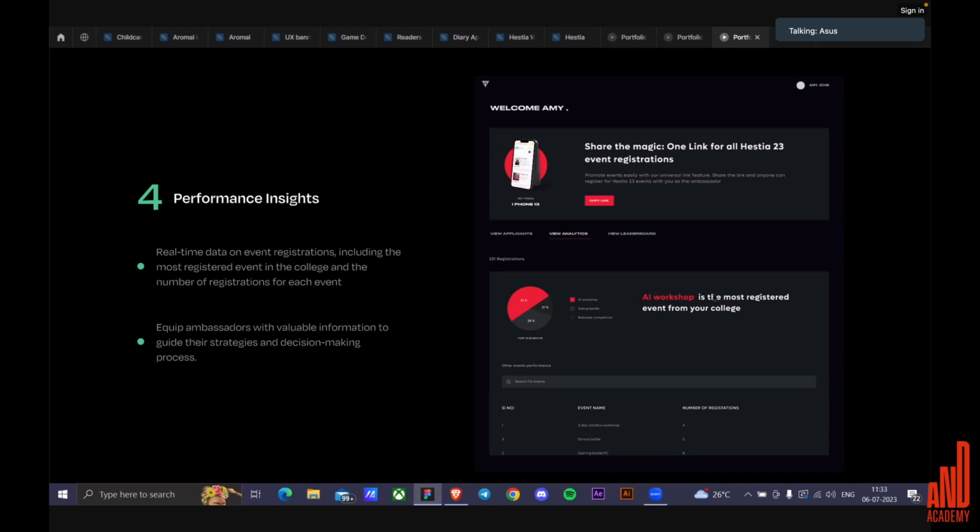I can directly go to this and get a full comprehensive insight of what was the best performing one, and take strategies to share that event because that was performing the best in my college. So it made sense that I had to share that event more.